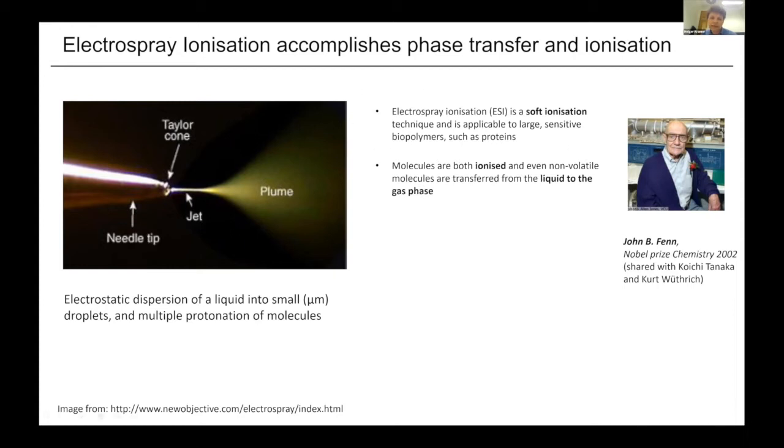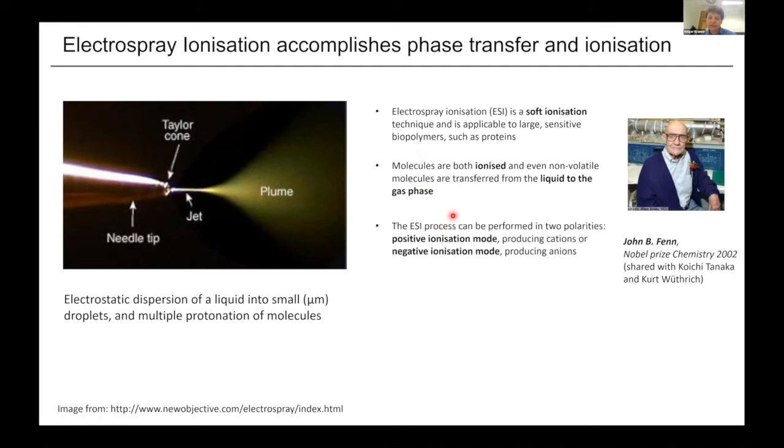There are really two things happening in this process here. Molecules are ionized and they're transferred from the liquid phase to the gas phase at the same time. So it's essentially moving something that's in the liquid to the gas phase. And being in the gas phase is really a prerequisite for any molecule to be analyzed in a mass spectrometer. And that's a critical step because proteins don't normally evaporate, they're not volatile. So finding a way to move them into the gas phase without destroying them by heating them up, for example, is quite an important point here.